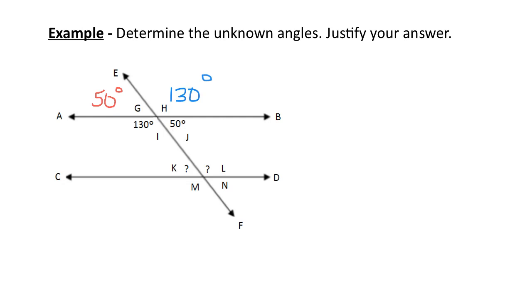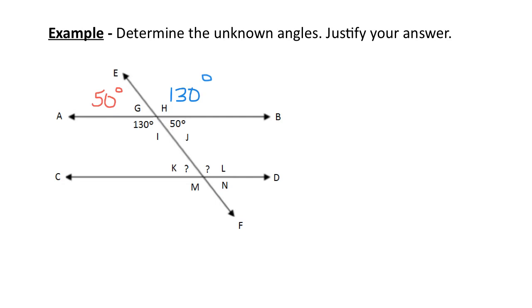Not only are these opposite angles to I and J, but they are also supplementary angles. So angle I and angle G fall on a straight line, so they should be supplementary, and 130 plus 50 is indeed 180. Same goes for H and J. They fall along a straight line as well, just on the opposite side. And 130 plus 50 is again also 180 degrees.